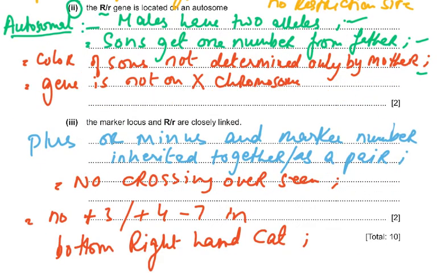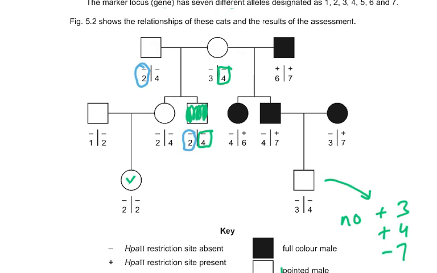Part 3 says the marker locus and RR are closely linked. Now you have to see from the question, plus or minus and marker number inherited together as a pair. No crossing over seen. No plus 3, plus 4, minus 7 in the bottom right hand cat. Now let's look at the bottom right hand cat: plus 3, plus 4 and minus 7. This is the one that we are talking about. There is no plus 3.